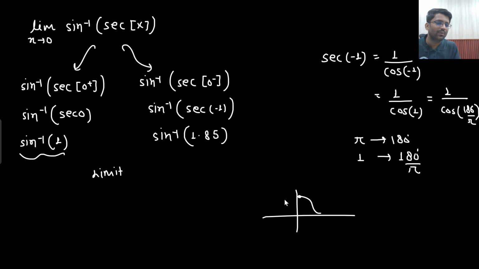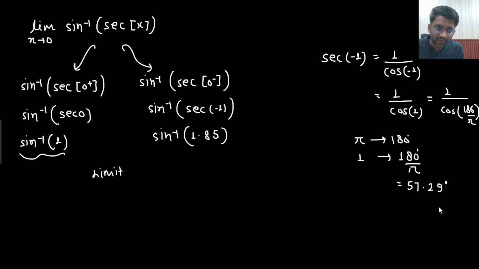Cos 1 degree will be near to cos 0 degree only, but I need to calculate cos 1 radian. Cos 1 is nothing but 180 degree by pi. What is the value of 180 degree by pi? It is nearly around 57.29 degree. So we are supposed to find out the value of 1 by cos 57.29 degree.